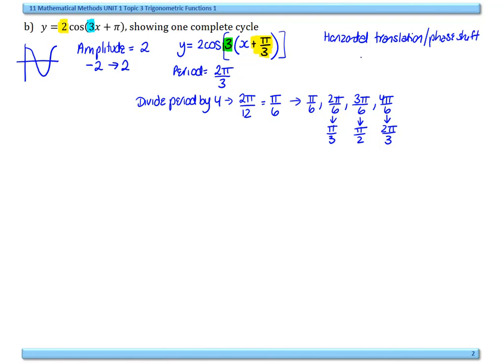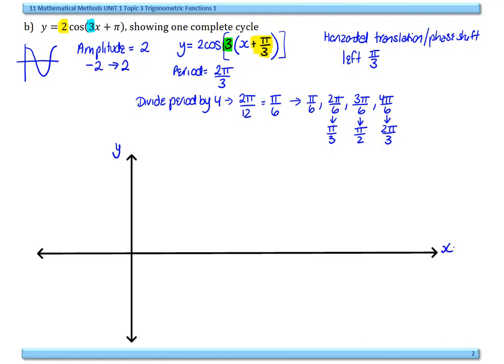It's a plus pi on 3, so it's going to move left pi on 3 radians. But again, we're going to deal with that last. So go and draw your axes, label your axes, put in your 4 points on your x scale, which we always do. That's from dividing our period into 4, so pi on 6, pi on 3, pi on 2, 2 pi on 3. Our amplitude is 2. That's going to be between 2 and negative 2.